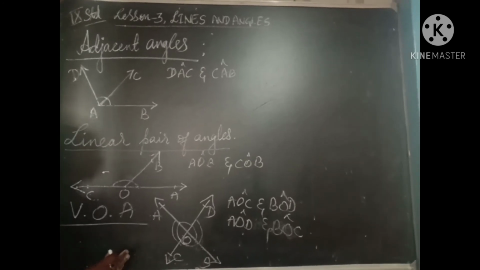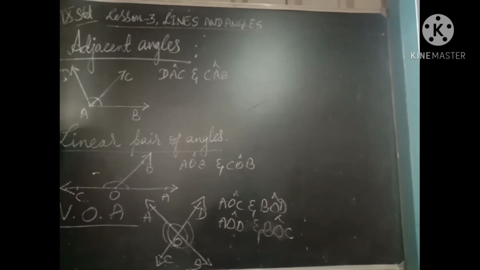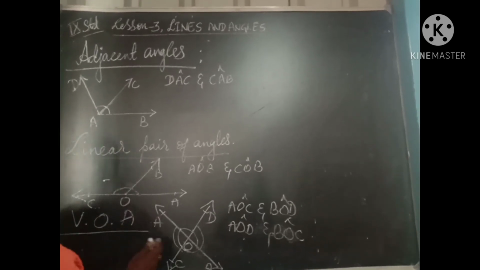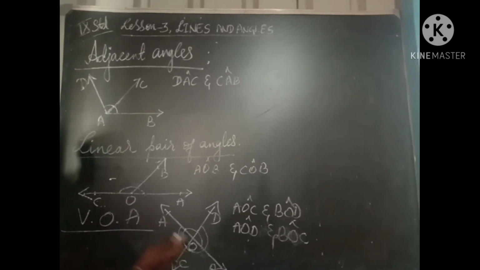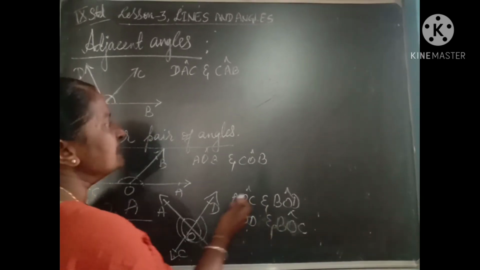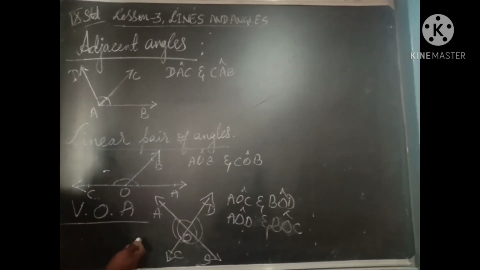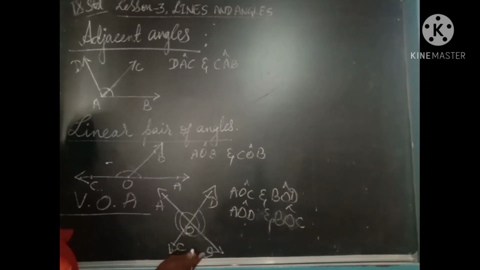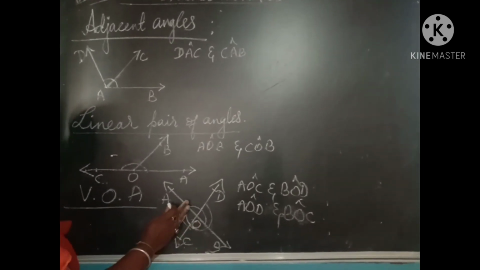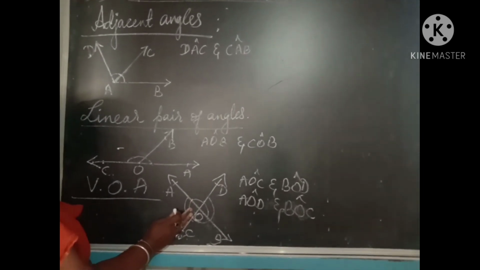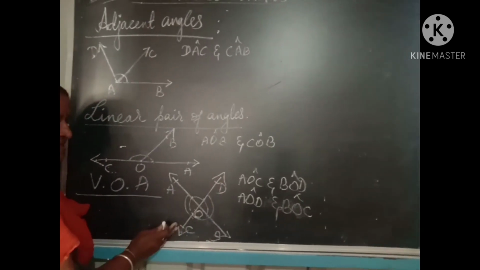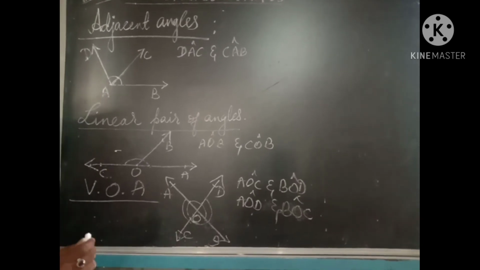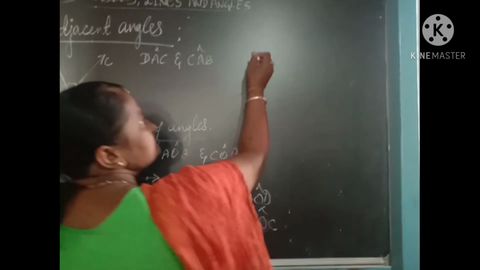Okay. Now let us learn next, intersecting and non-intersecting lines. Already in the vertically opposite angles we know intersecting. Intersecting lines means when two lines intersect like this. Such lines are called intersecting lines. When two lines intersect each other, such lines are called intersecting lines. And when two lines are not intersecting, what type of lines do we call them?